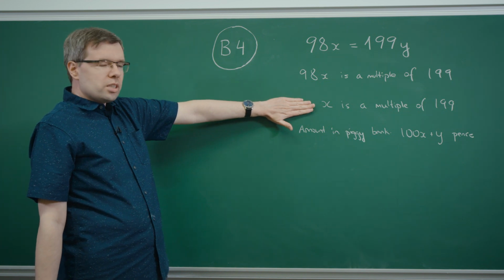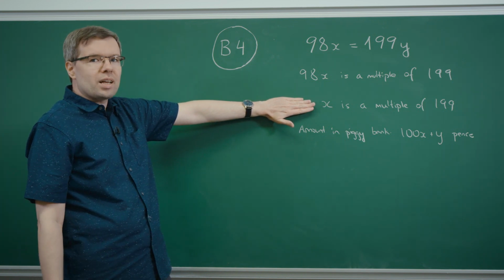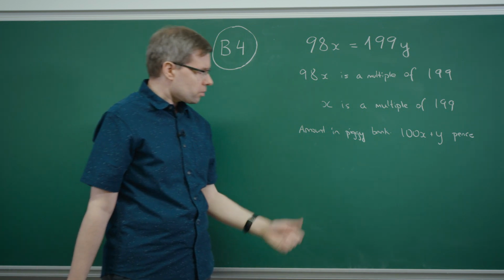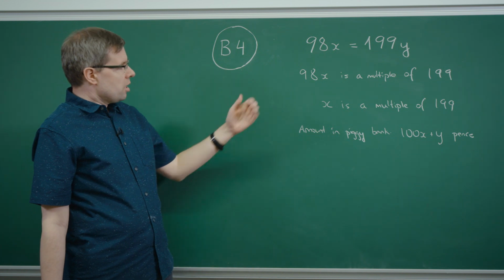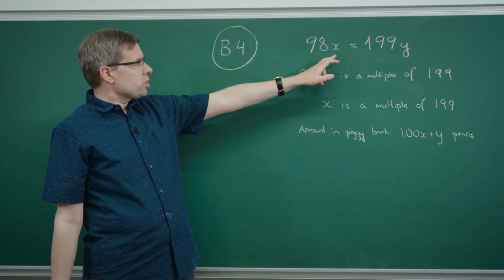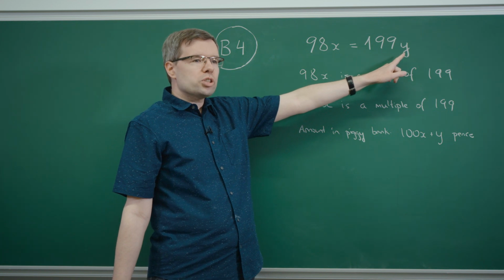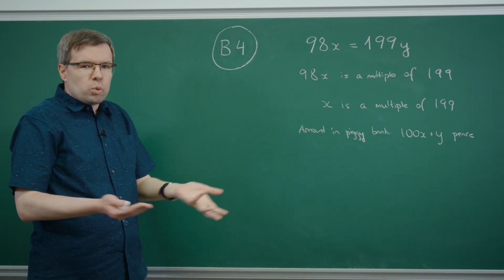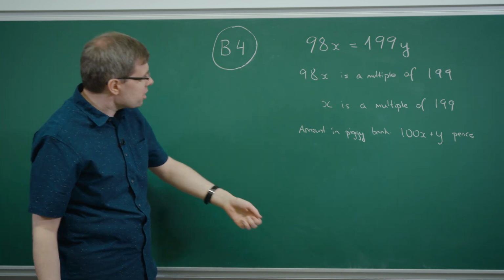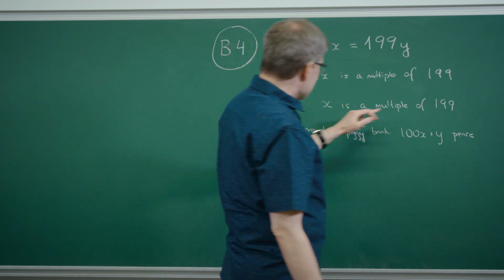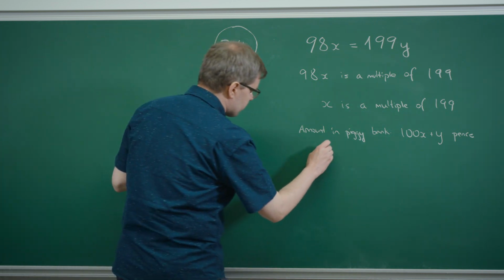So let's return to this statement and think what is the smallest value that x could be. Well, we already agreed it can't be negative. It can't be 0, because if it was 0, 98x would be 0, which means y would also have to be 0, which means we would have no coins in our piggy bank, so it certainly wouldn't rattle nicely. So the next smallest possible value of x is 199.